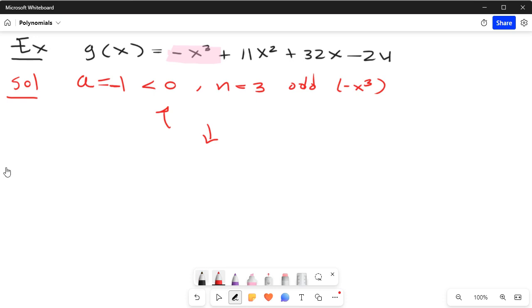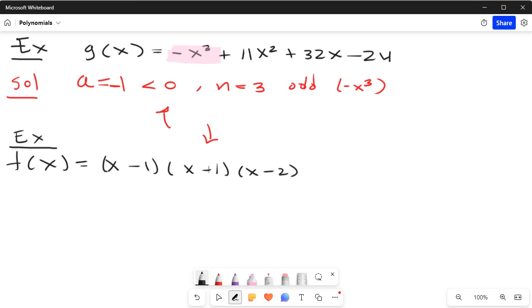Now, continuing with how one would sketch the graph of a given polynomial, that's where we'll go from here. Let's say we had a function such as x minus 1, then x plus 1, then x minus 2. Now, if I multiplied this out, the leading term is x cubed, which means that I already know it's going to fall to the left and rise to the right.